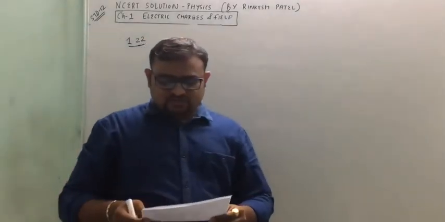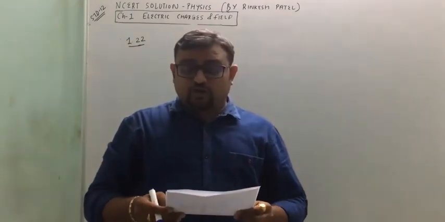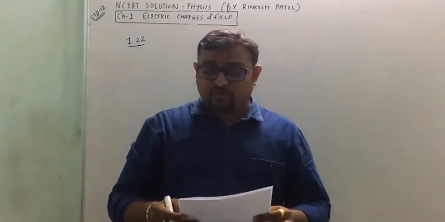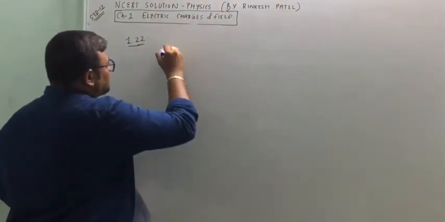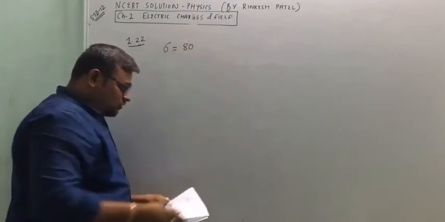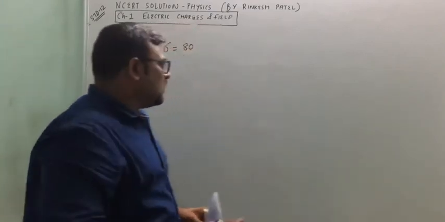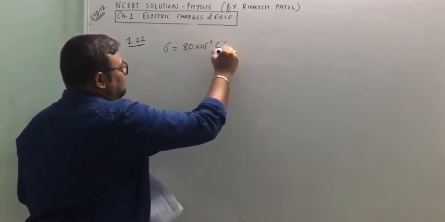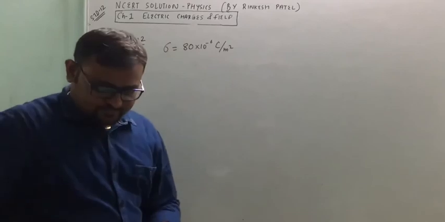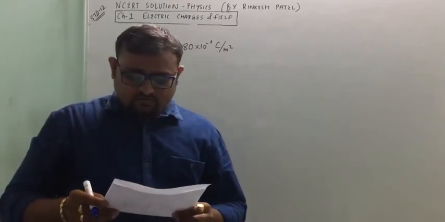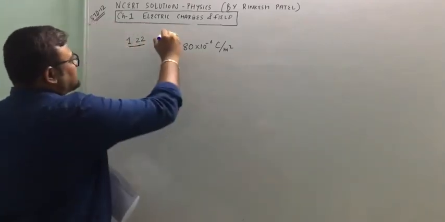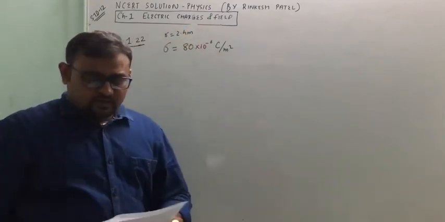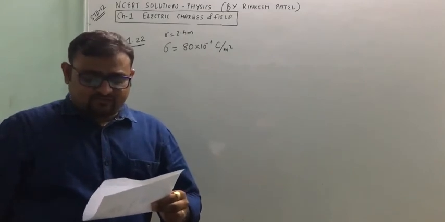A uniformly charged conducting sphere of 2.4 meter diameter has a surface charge density of 80 microcoulomb per meter square. Surface charge density sigma is equal to 80 microcoulomb, so 80 into 10 raised to minus 6 coulomb per meter square. Find the charge. The radius of the sphere is given as 2.4 meter. Clear? Now again there are two parts. A, find the charge on the sphere.